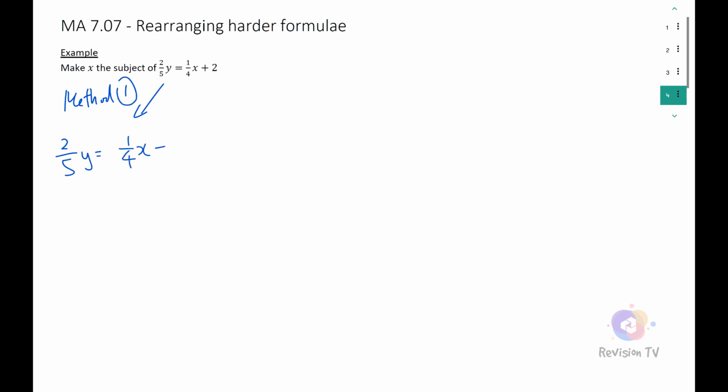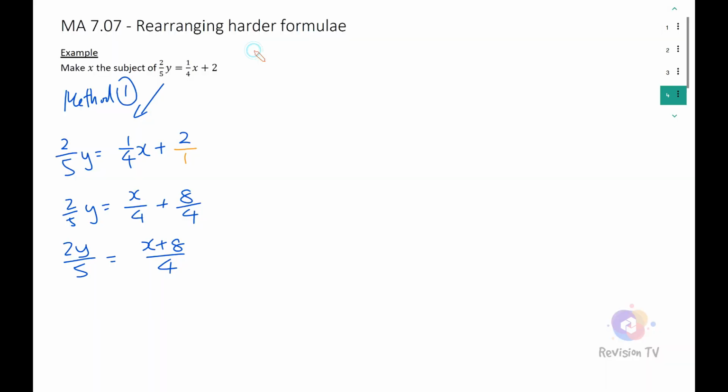So I'm going to put 1 over 4x plus, I'm going to put 2 over 1. Next, I'm going to simplify these two first. If I want to have a common denominator, that will be x over 4 plus 8 over 4. So I can simplify: 2y over 5 equals x plus 8 over 4. Now note, when you have a quarter times x, you can rewrite as x over 4. 2 over 5 times y, same as 2y over 5.